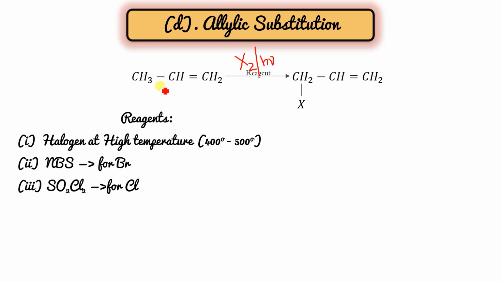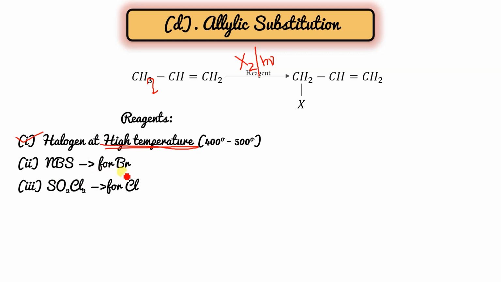So what will happen on this, the H will come out from the allylic position as HX, and X will be attached. Clear? So this is the third important point to keep in mind: any halogen can be used at high temperature or in presence of sunlight.